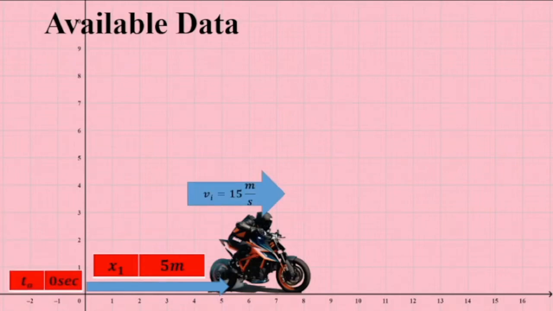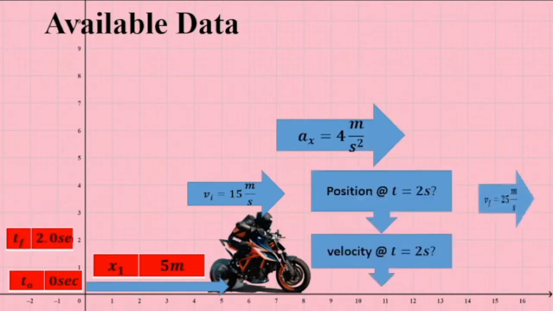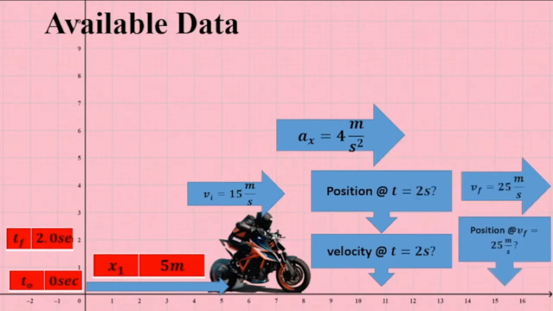According to the problem, the motorcyclist has a constant acceleration of 4 meters per second squared. Now it is moving, so after 2 seconds, we are asked to find where the motorcyclist is and what its velocity will be. Later on in part B, because it is accelerating, there will be a change in velocity. Suppose there is a point in time when the velocity is equal to 25 meters per second, we are going to look for the position of this motorcyclist along the x-axis.